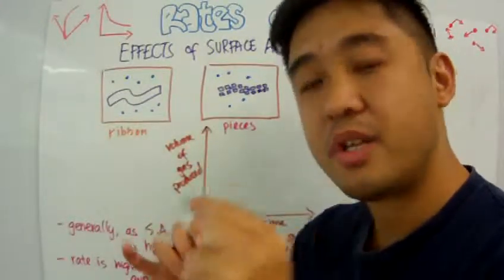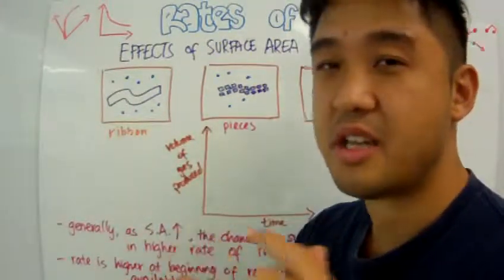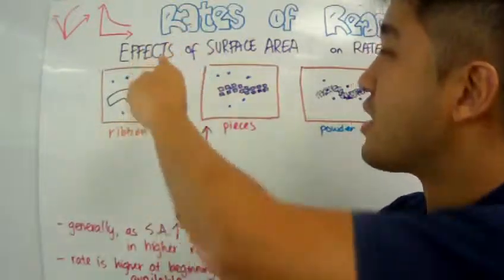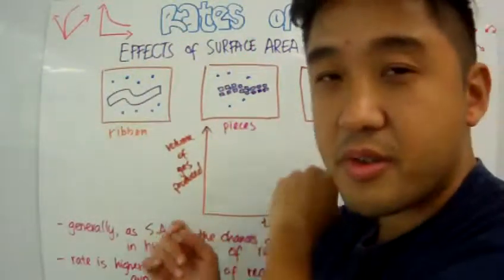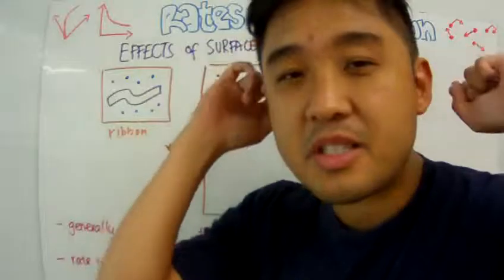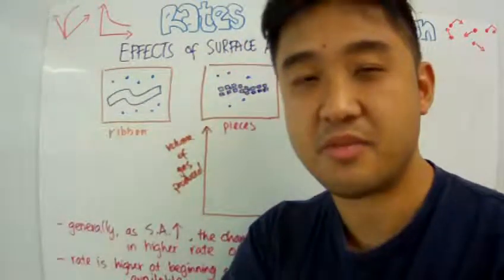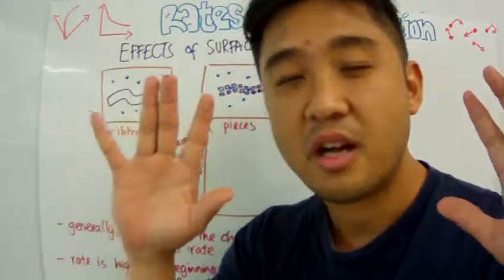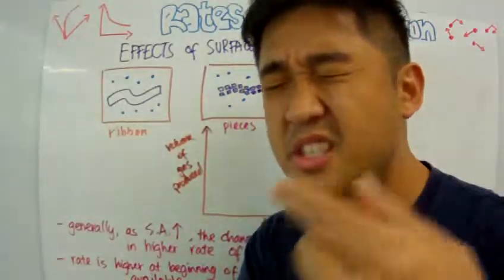We're going to continue our video lesson on rates of reaction, and this time we're going to talk about the effects of surface area on those rates of reaction. Now before we start this video lesson, why don't you just pause it after I give you these instructions.